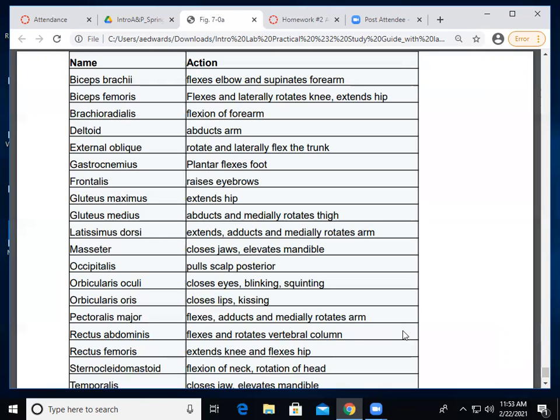Latissimus dorsi, in your back. Okay, what does it help you do? Well, you're actually using it when you extend your arm a little bit. It also helps when you adduct. So if you do cable exercises where you pull the cables down, you can work your latissimus dorsi. You can medially rotate your arm as well, bring it to the midline.